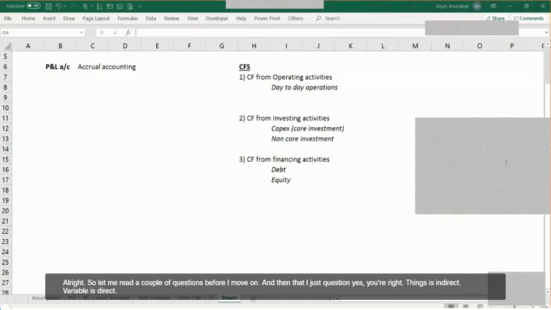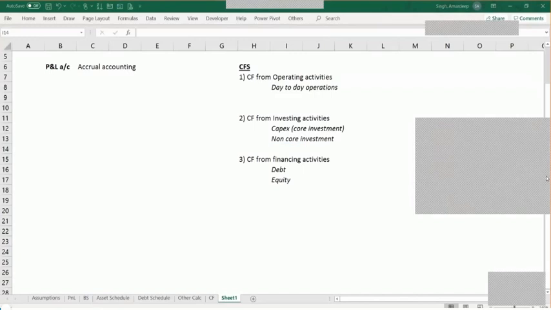Abhinandan, I just noticed your question. Yes, you're right. Fixed is indirect, variable is direct. Indian companies.